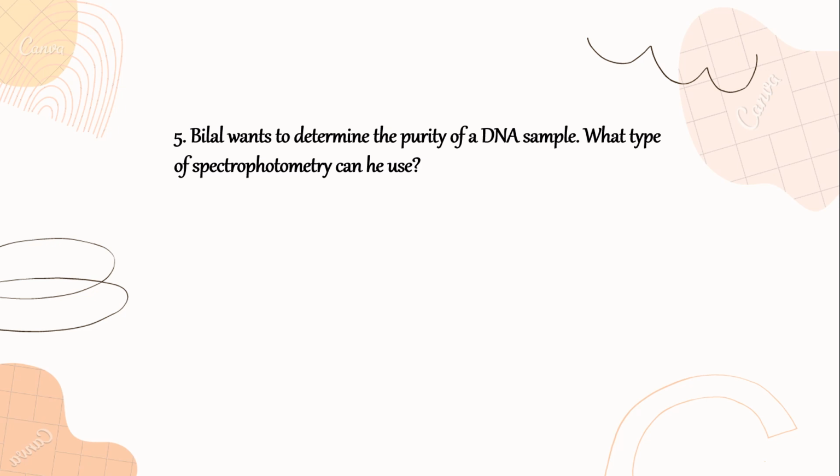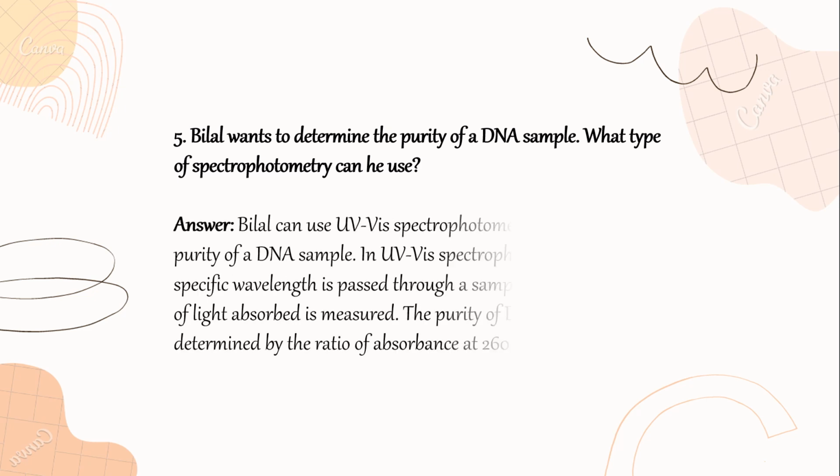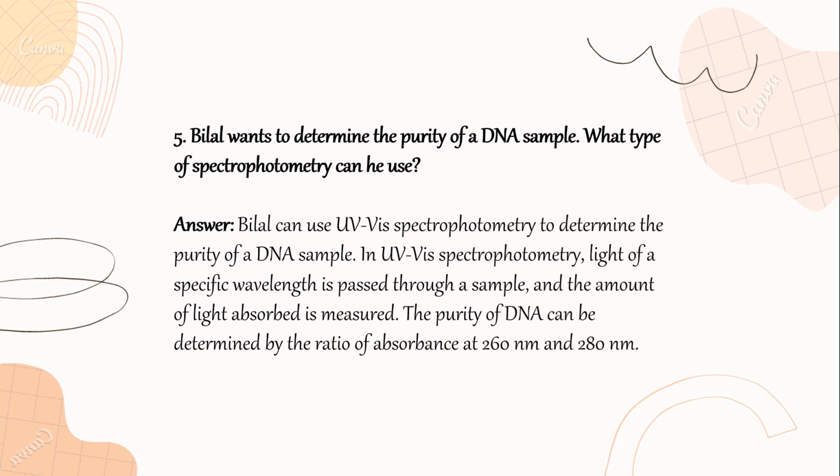Number 5. Bilal wants to determine the purity of a DNA sample. What type of spectrophotometry can he use? The answer to this will be: Bilal can use UV-visible spectrophotometry to determine the purity of a DNA sample. In UV-visible spectrophotometry, light of a specific wavelength is passed through a sample and the amount of light absorbed is measured. The purity of DNA can be determined by the ratio of absorbance at 260 nanometers and 280 nanometers, since 260 nanometers gives the absorbance of DNA and 280 nanometers gives the absorbance of protein. So this defines the purity of a DNA sample.